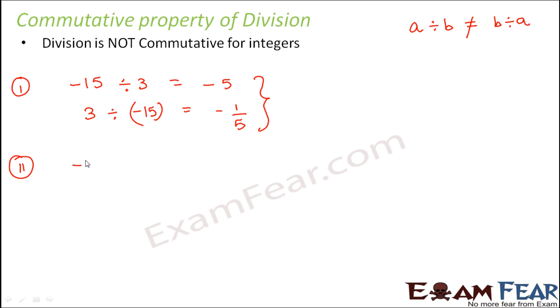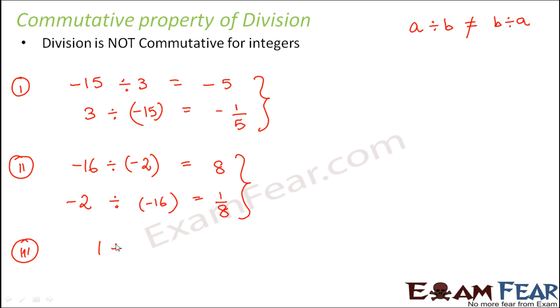Let's look at some more examples. Let's say minus 16 divided by minus 2. The result is 8. Now when you change the order, that is minus 2 divided by minus 16, it is 1 by 8. So again, the results are not the same.